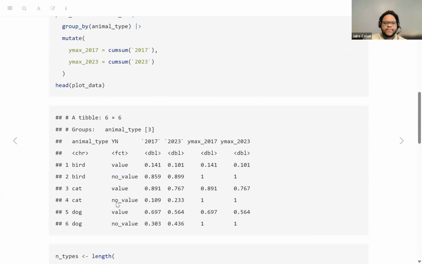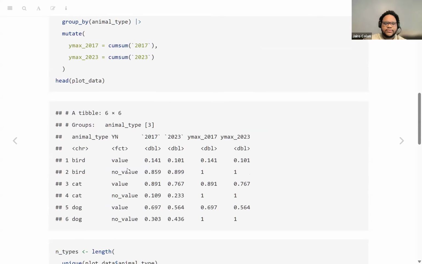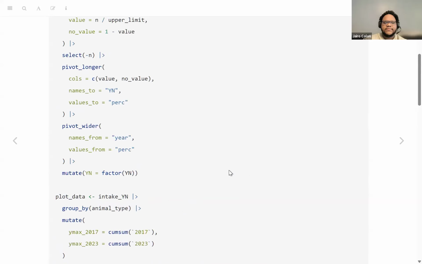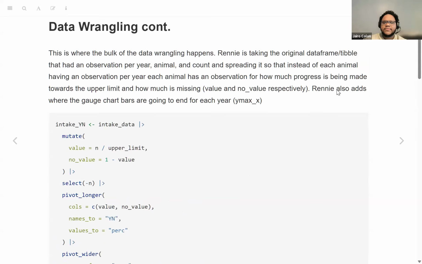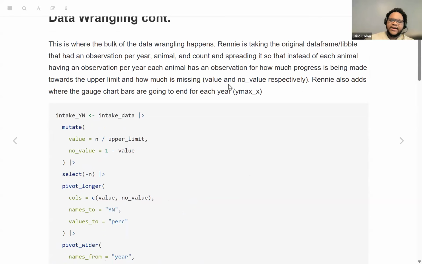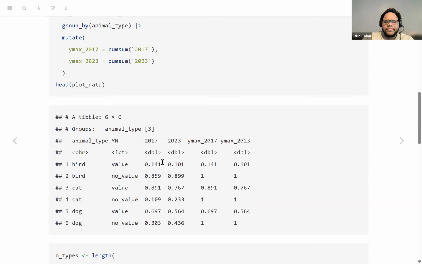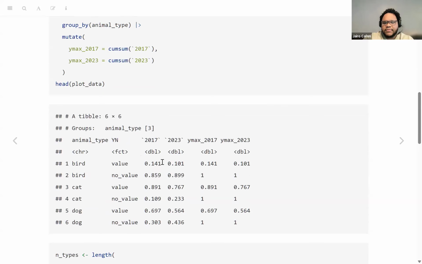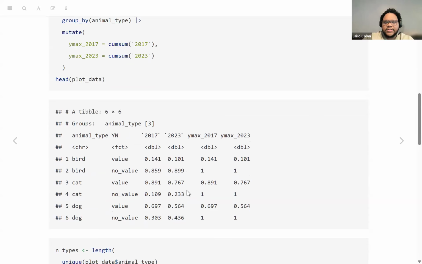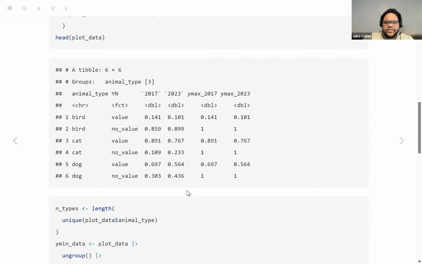there's a head here. Yep. So we have the value and no value. Those are two distinct categories they could go in. And then the year, and then the Y max for 2017 and 2023. Let me see, I can't really see my notes. Those are just the end values for the gauge charts. So she just calculates the maximum of what it's supposed to be. And then for the no value, it's just one because we know that at the end of the day it's going to be 100%. And then the bar is going to be one minus whatever the value is for the missing.